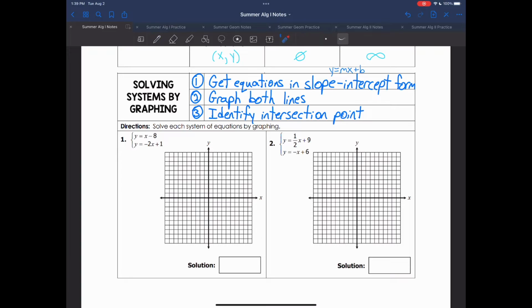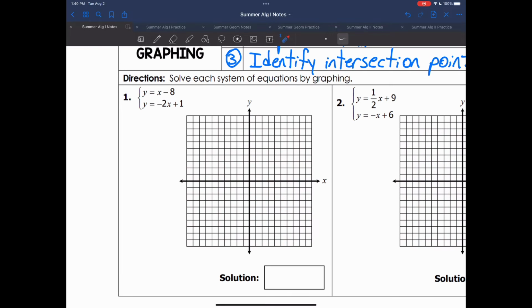And really, if you're like, well, how do I know if it's in that form? If the y is all by itself on one side and everything is on the other side of the equal sign, then you're good. So if you glance over number 1, for instance, both of the y's are by themselves. So these are already in slope-intercept form. So you don't even have to deal with step number 1. And actually, same with number 2. So those will be our easiest ones. Okay, step number 2 is simply graph both lines, which we've had quite a bit of practice graphing lines. And then step 3, identify the intersection point, and that's where you will write your solution. So let's try number 1.